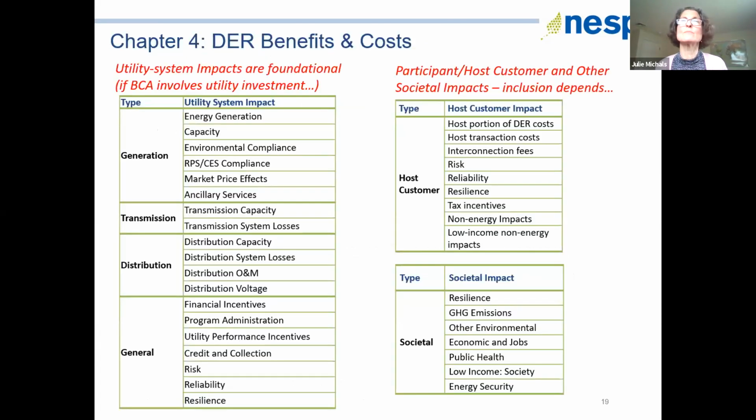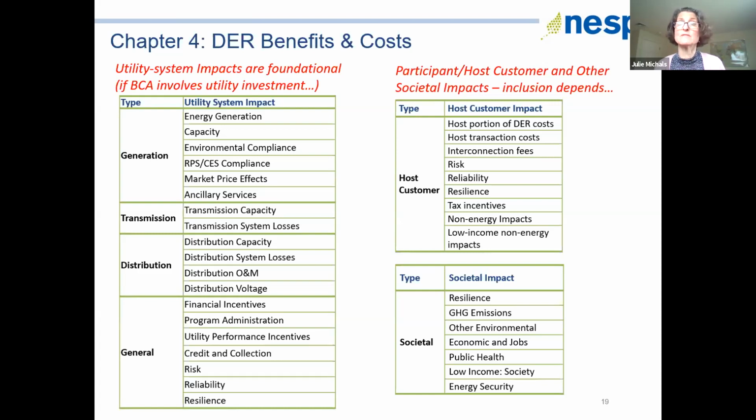Okay, moving along here, I'm just going to run through the next few slides to give you a flavor of what type of information you'll find in the NSPM. So again, here is just more detail. On the left side, you have the utility system impacts examples. And again, this is if the BCA involves utility investment. And on the right side are the host customer impacts and societal impacts.